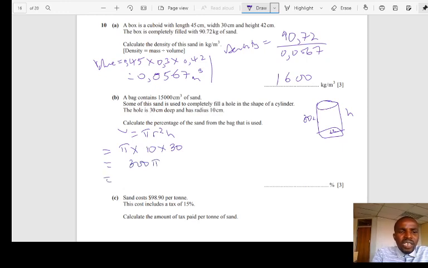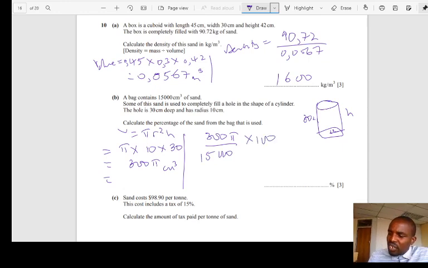Then we can multiply this one by pi, just use your calculator. So it means cubic centimeters. So the percentage will be 300 pi over 15,000 times 100. So 300 pi divided by 15,000, then times 100, you get 6.28 to three significant figures.